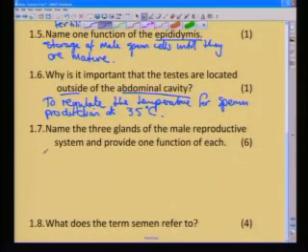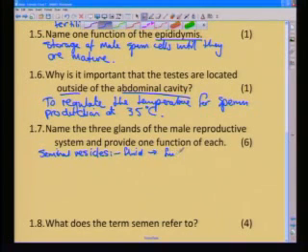Okay, first one we're going to have is the seminal vesicles. All right, and what do they release? They release a fluid which contains fructose for ATP for sperm cells. Okay, that is the most important. It helps those sperm cells, it's the fructose, for them to move. Okay, that's the seminal vesicles.